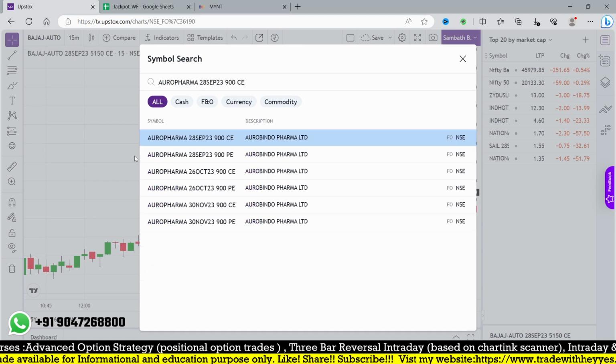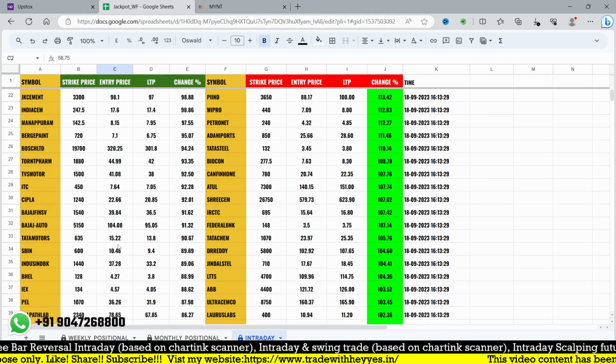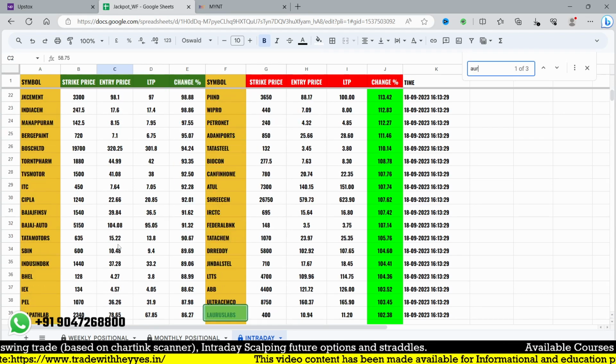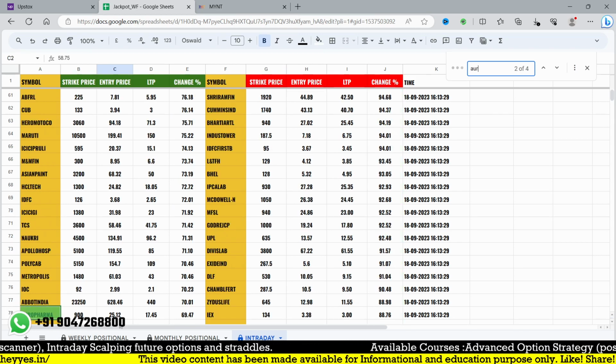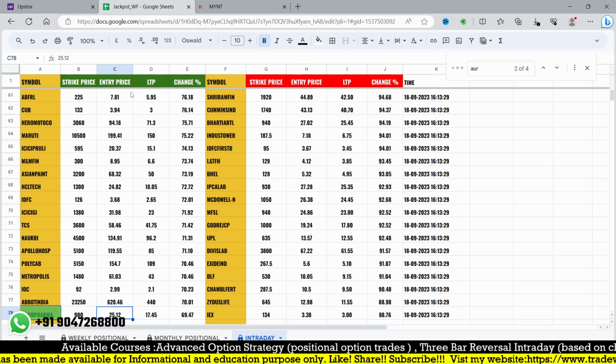Ara Pharma 900 put option that fails. Here is our entry point. If you are looking for Ara Pharma, is there anywhere here Ara Pharma? Yeah, you can see 925.2. That's what an entry currently closed by 17.5.